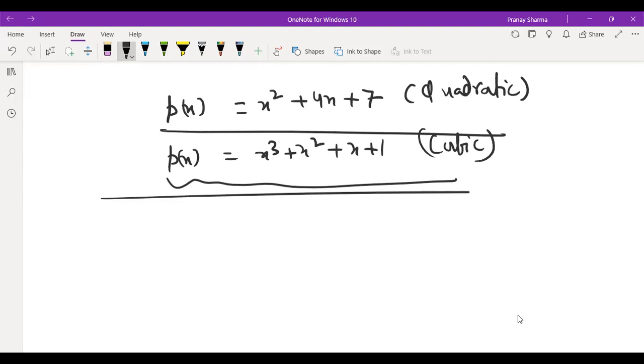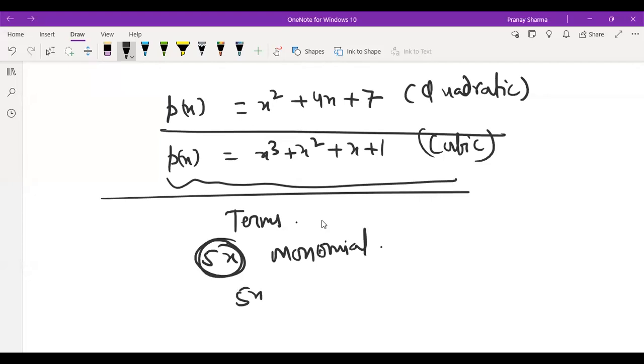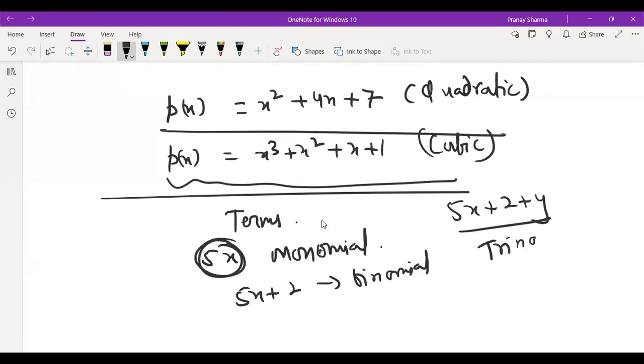Now let us define them on the basis of terms. Fine. Suppose we have one term, this is nothing but a monomial. Allow me a moment. All right. So 5x is a monomial, right? Because it contains only one term. While if we add 2 to it, right? So it will be a binomial. Fine. And if we have 5x plus 2 plus y, then that will be treated as a trinomial. Right? It contains three terms.